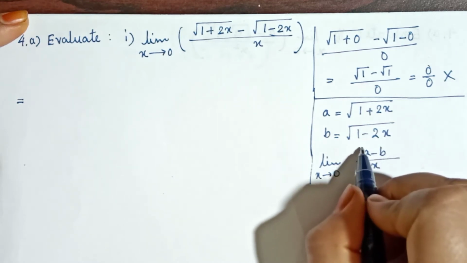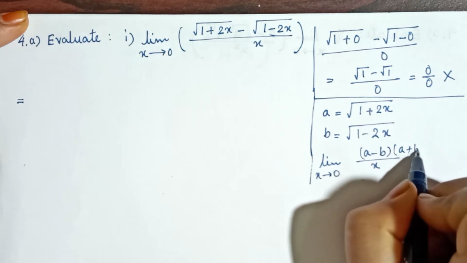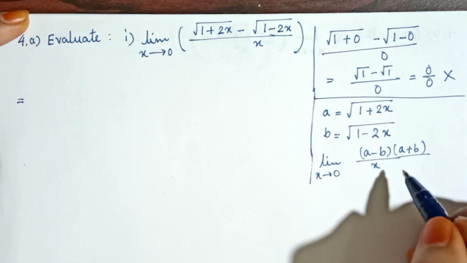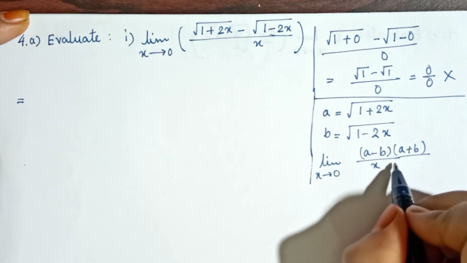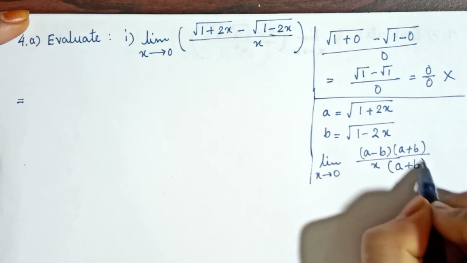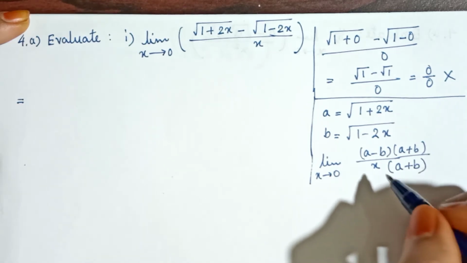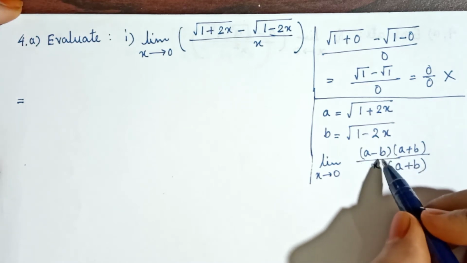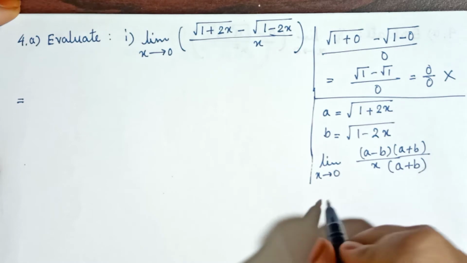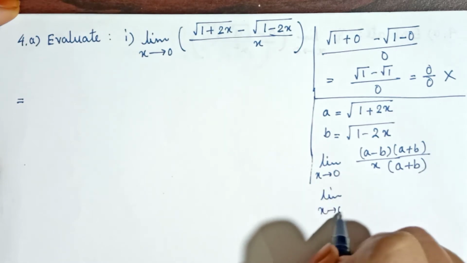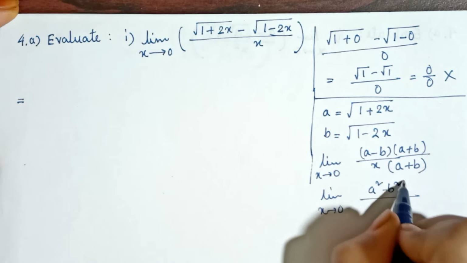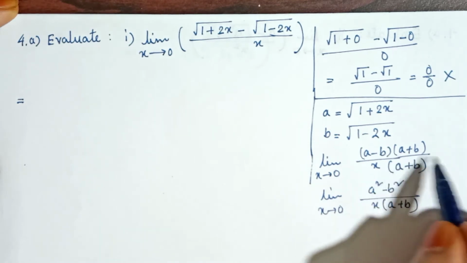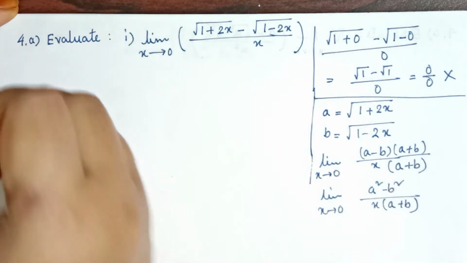Now we will introduce the term a plus b. Since we introduce the term a plus b in the numerator, we also have to introduce the term in the denominator. Then only after cancellation will we get the actual value. Now this is a formula: a minus b into a plus b, and the value is a square minus b square. So first of all, we will introduce the term a plus b. Let us write it down.